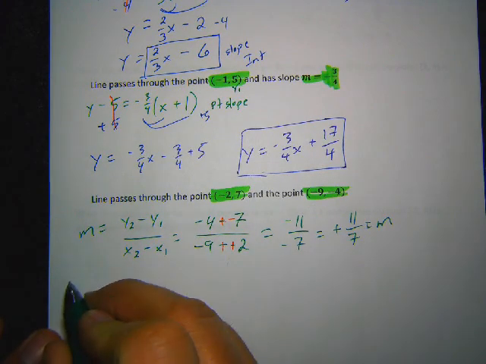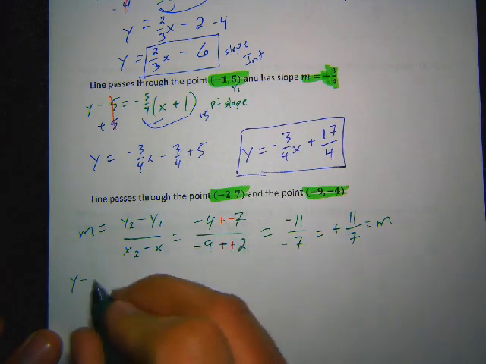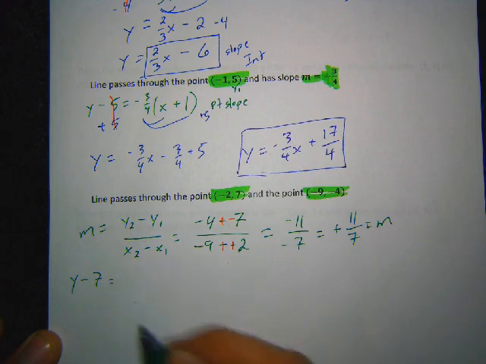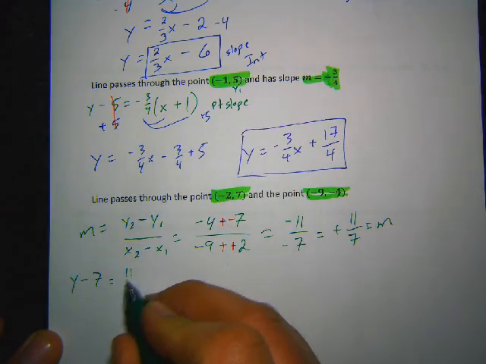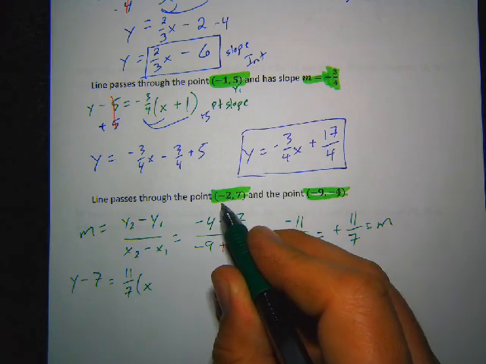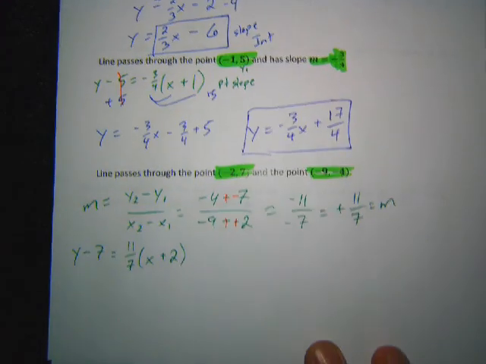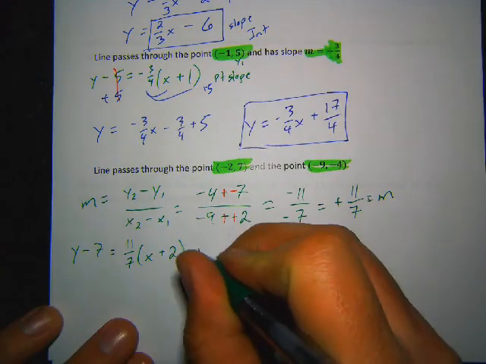So I'm going to do my y minus the y1. So I'm going to call 7 my y1 equals slope, which is 11/7. That's my slope. X minus the -2, but if you subtract a negative, it's like you add, right? Double negative is an adding, and that's our point slope equation. So this is the point slope.